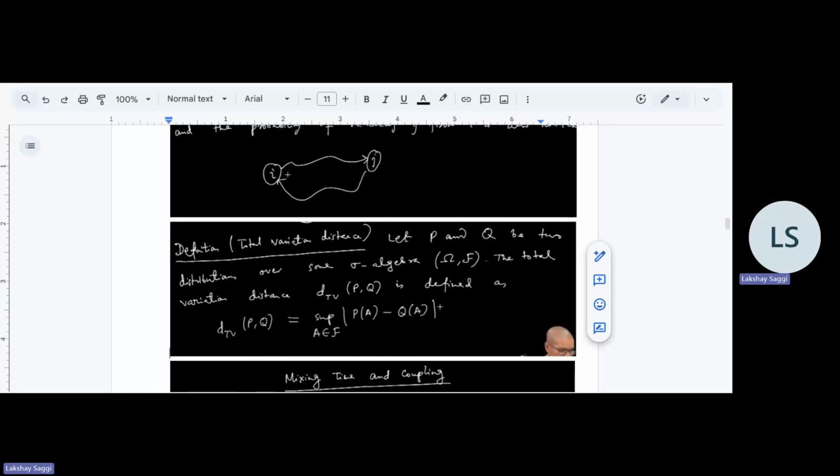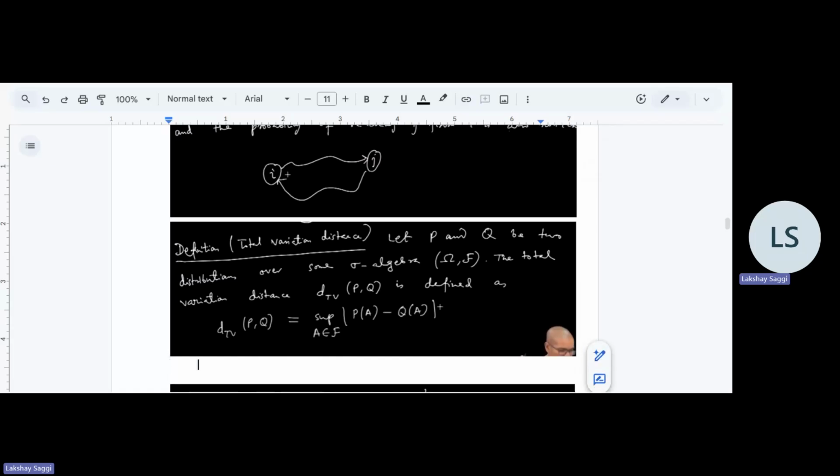What's the event for which this value is maximized? P of A is the probability of the event A occurring with respect to distribution P, and Q of A is the probability of A occurring with respect to distribution Q. So for what event is P of A minus Q of A maximized? Maybe this was not discussed in the lectures properly. The proof is not too difficult, but I won't cover it right now.